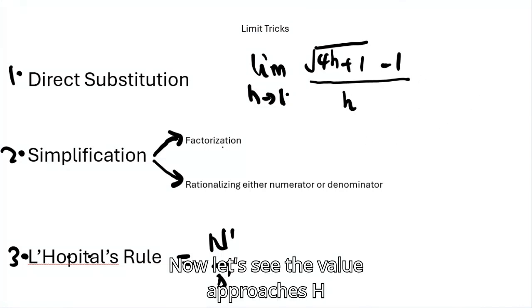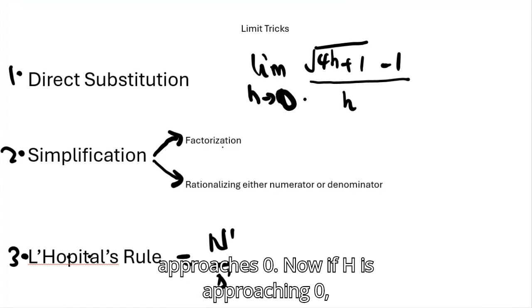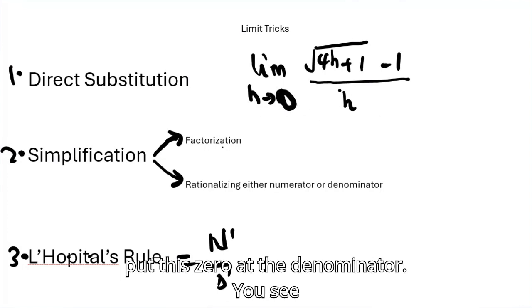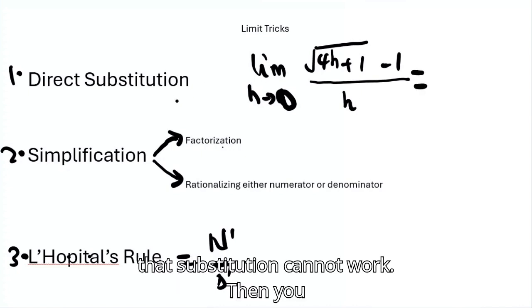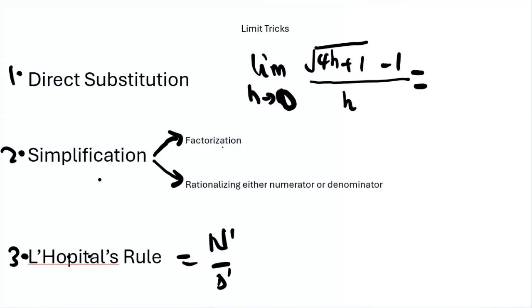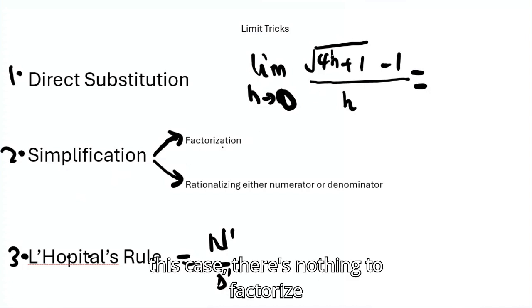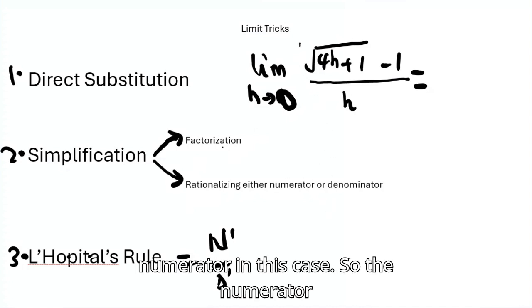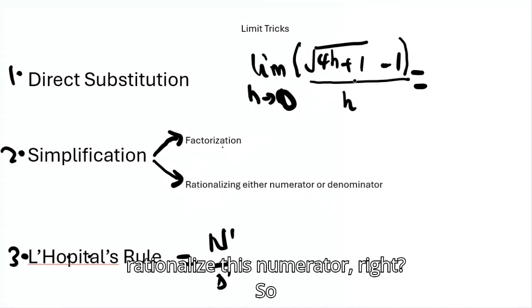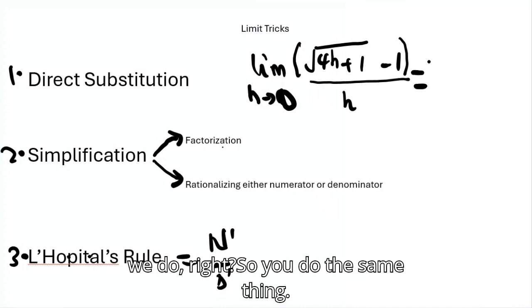Now let's see h approaches 0. If h is approaching 0, you put this 0 at the denominator, and it will be undefined. So direct substitution cannot work. Then you have to proceed with simplification. In simplification, you have factorization. For this case, there's nothing to factorize over here. So you have to try rationalizing the numerator. The numerator is this whole thing. You have to rationalize this numerator. You know what we do, right? You do the same thing.